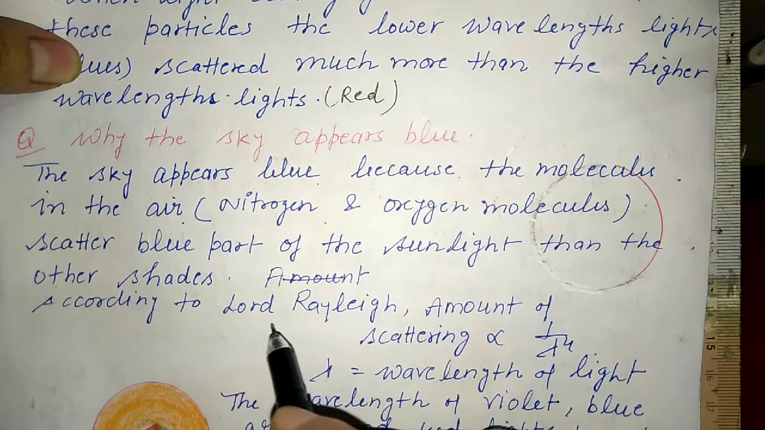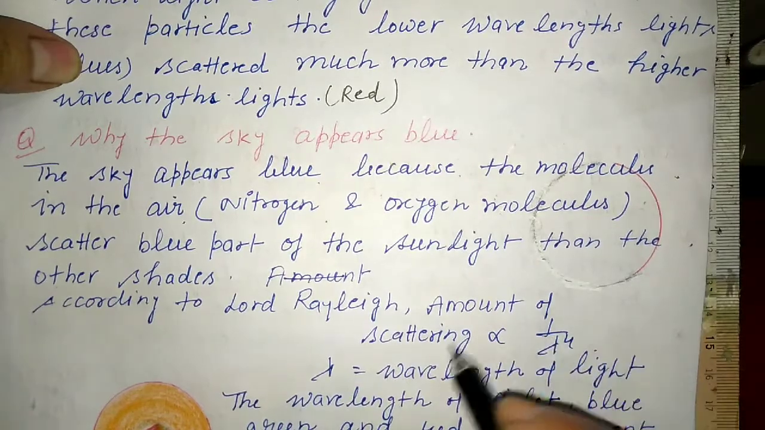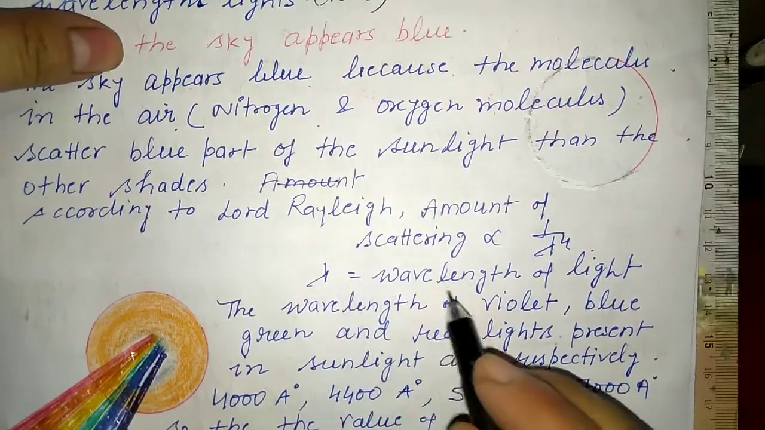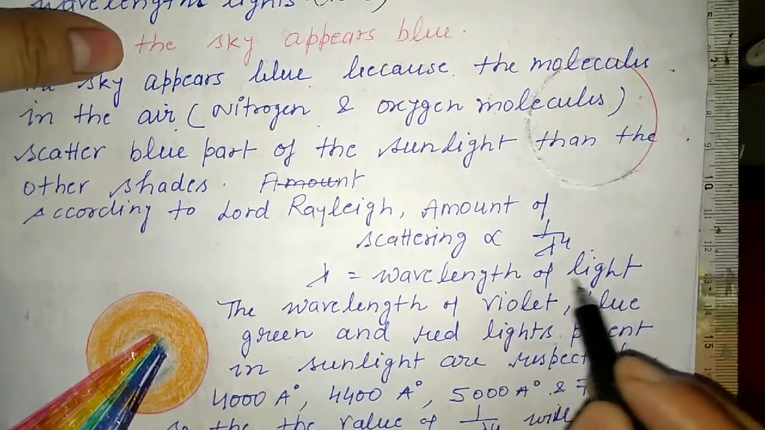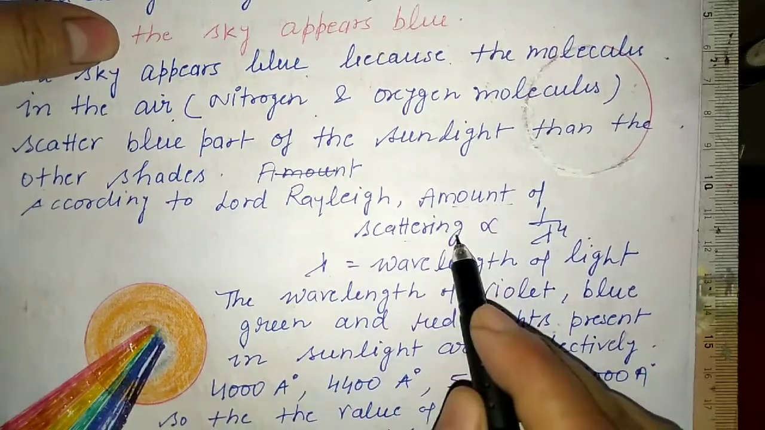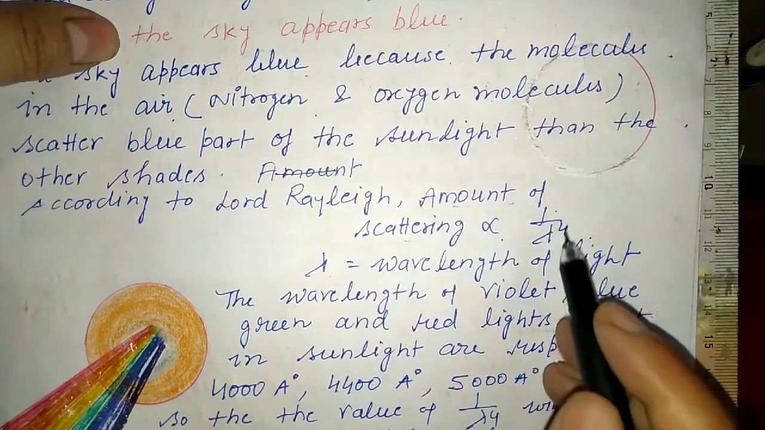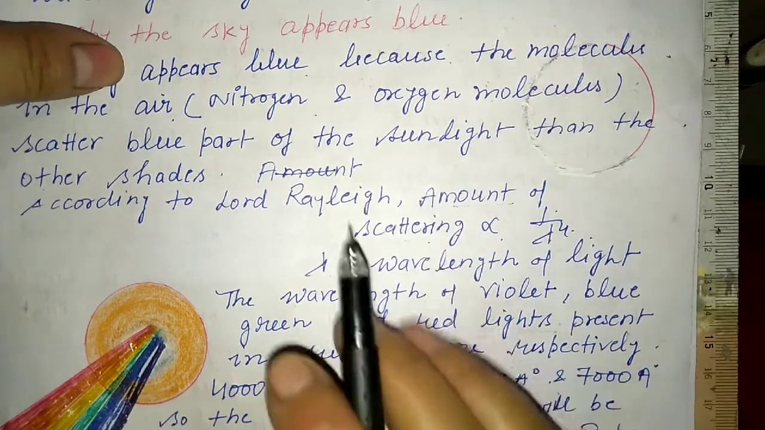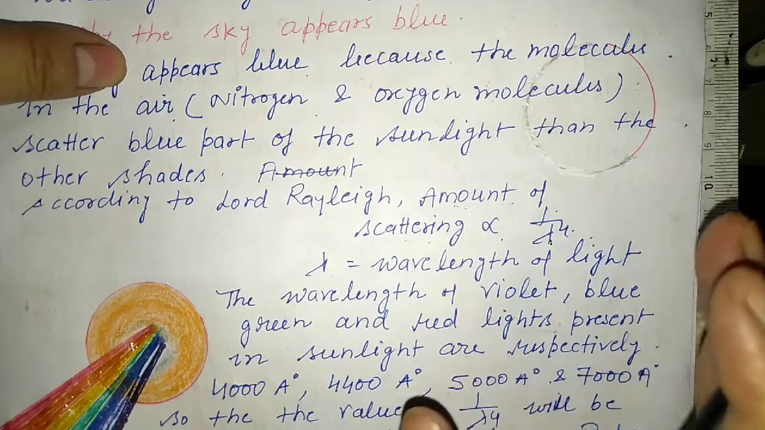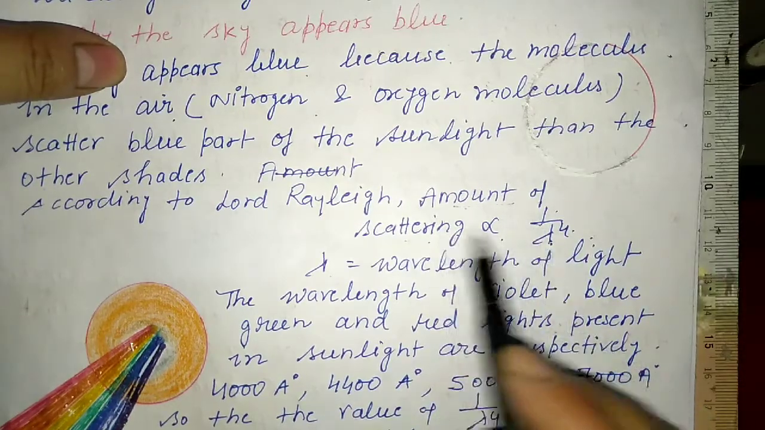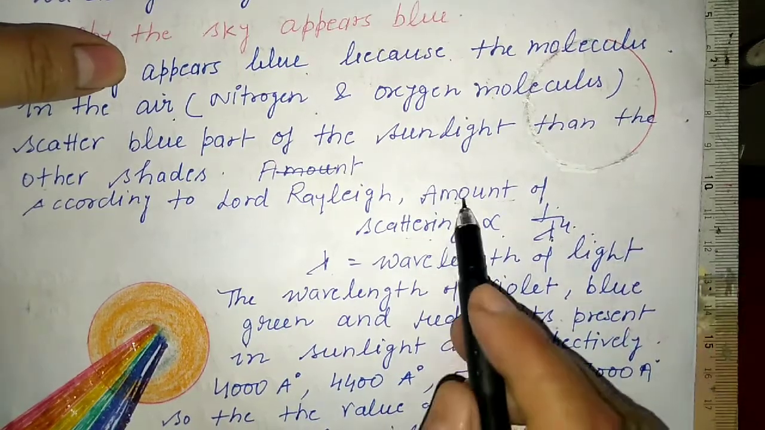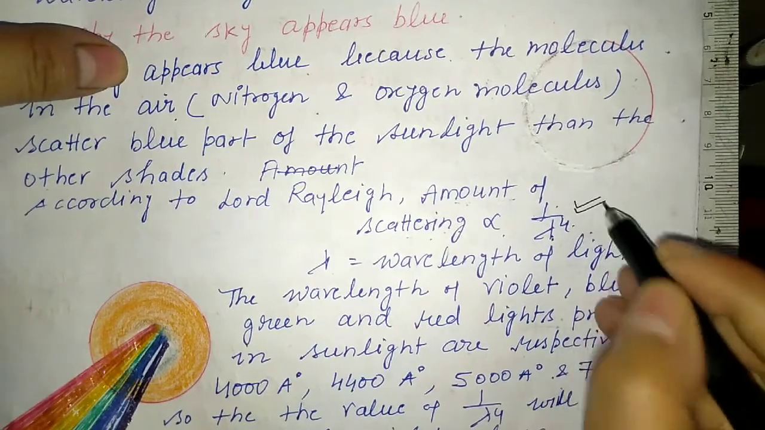So according to Lord Rayleigh, the amount of scattering is directly proportional to 1 upon lambda to the power 4. Lambda, you know that, is the wavelength of light. Scattering जितना wavelength कम होगा, the amount of scattering will be much more, because these are inversely proportional to each other. Wavelength जितना कम रहेगा, scattering का amount उतना ही ज़्यादा होगा according to this formula.